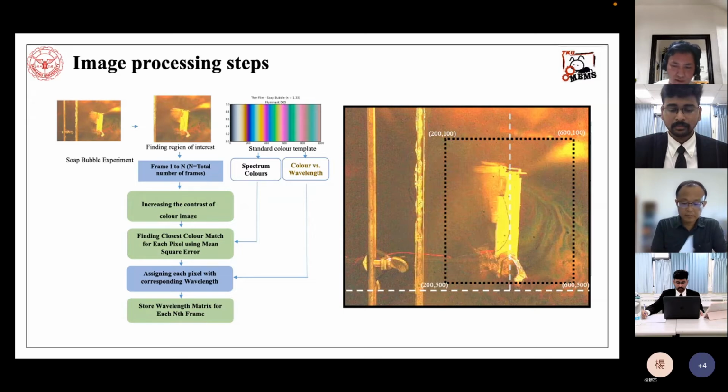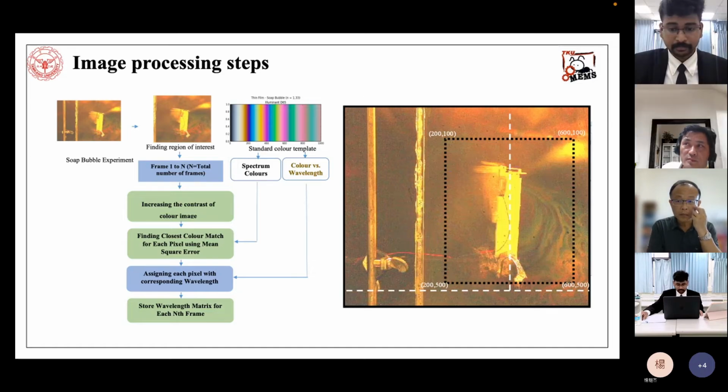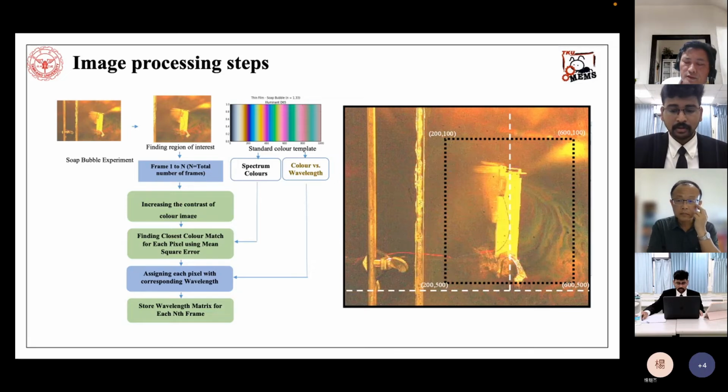See the conclusion. I have a question about your work. Do you think real time envision is possible for your work? You mean my soap film in the real time? Real time measurement. No, I think in real time envision. Do you think real time envision is possible for your work?